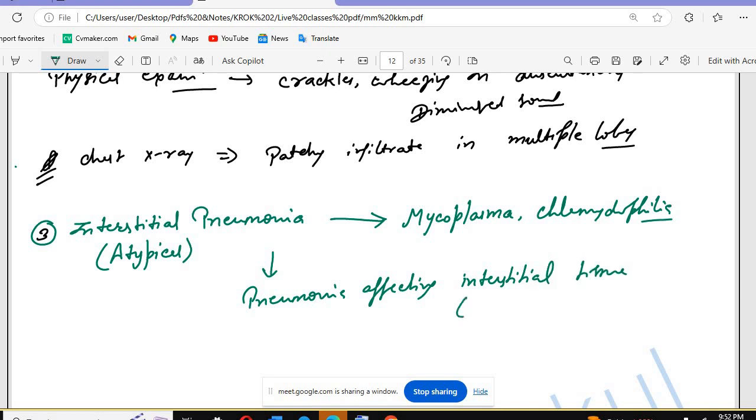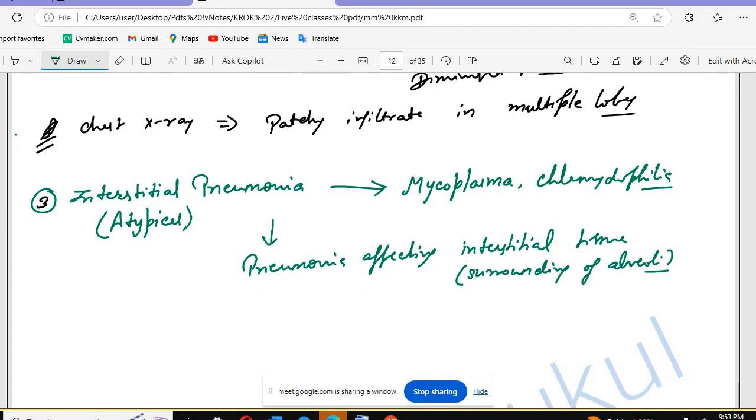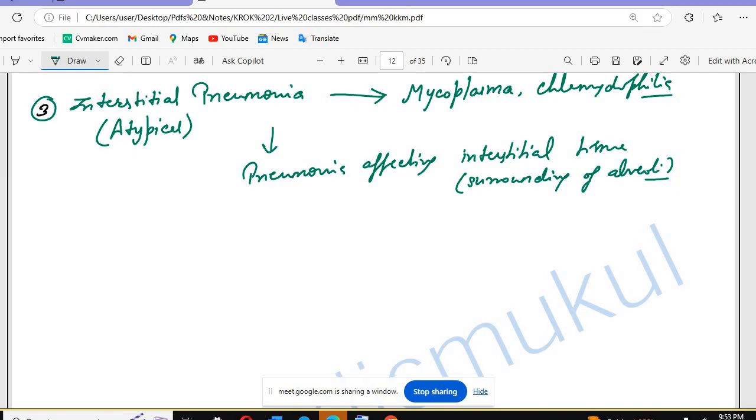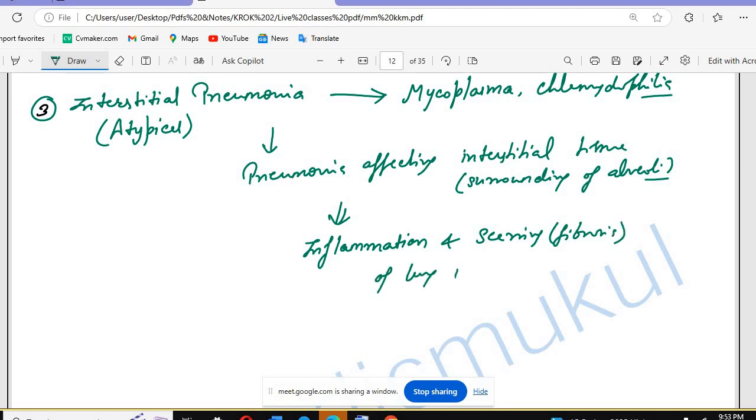That is surround the alveoli. The surrounding of alveoli. That is what? Interstitial pneumonia. Okay. So if this interstitial tissue is affected, what will be there? There will be inflammation, and due to that inflammation there will be scarring, and this scarring is known as fibrosis. Scarring and inflammation, scarring of the lung parenchyma. Okay, so that is interstitial pneumonia.